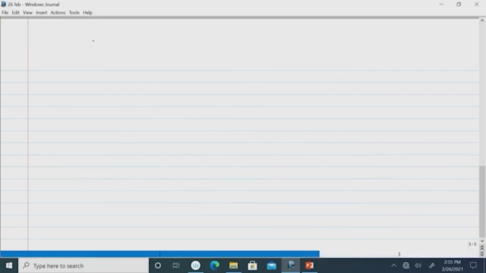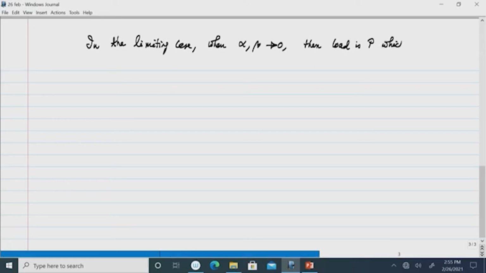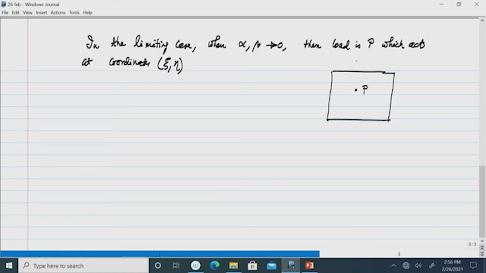In the limiting case, when alpha and beta tend to 0, then the load is a point load P, which acts at coordinates xi and eta. Previously we had the distributed load. Now, instead of distributed load we have the concentrated load acting here, for example. So, P is acting here and the location of P is defined by the coordinates xi and eta.